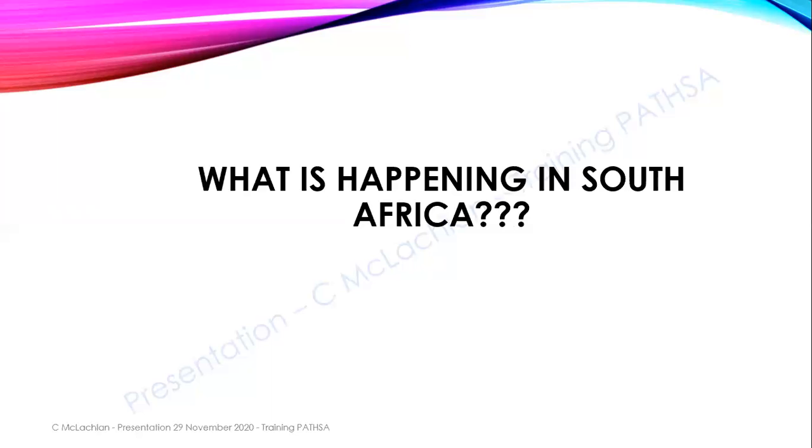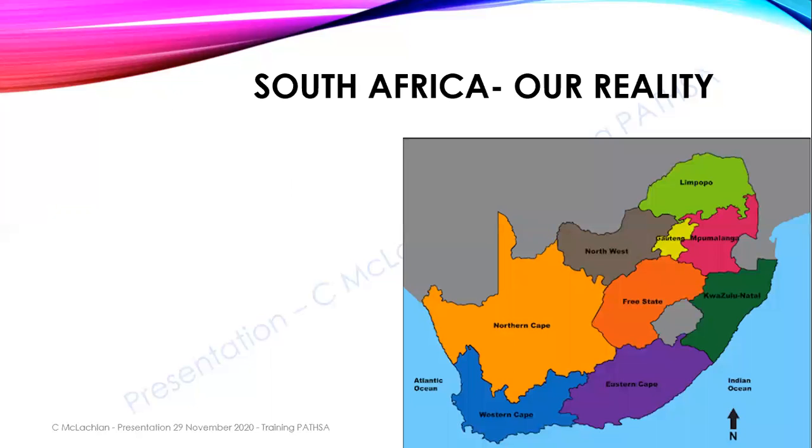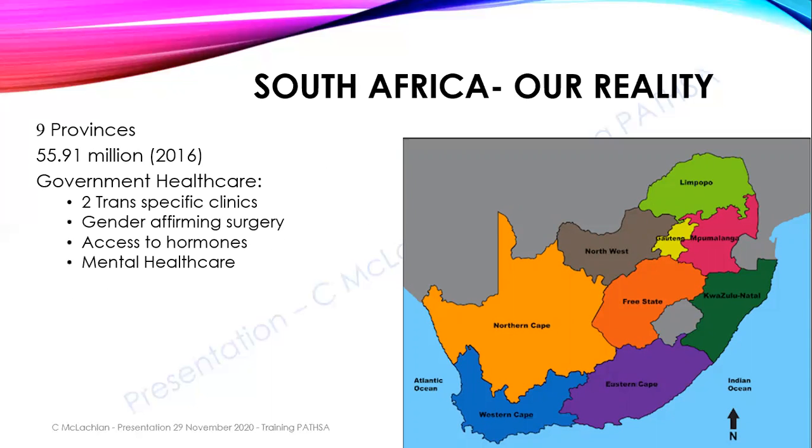So, what is happening in South Africa? Now, our reality in South Africa is that we have 9 provinces. In 2016, we knew we had 55.91 million people. Most likely we have more people now in South Africa. If we look at government healthcare facilities specializing in trans healthcare or gender affirming healthcare, there is basically 2 trans-specific clinics. The one is based in the Western Cape at Groote Schuur, and the one is based in Tshwane, in Gauteng.